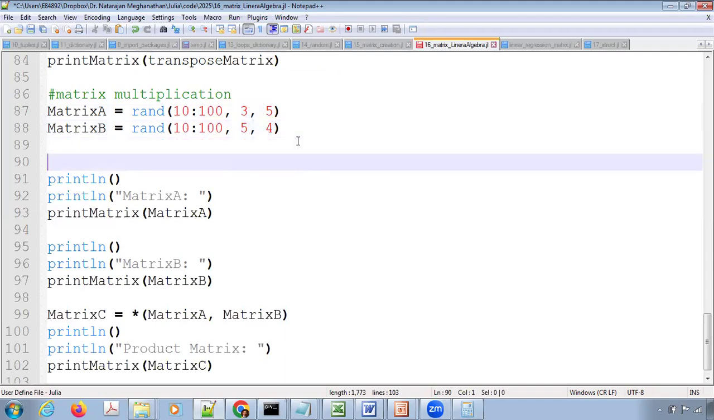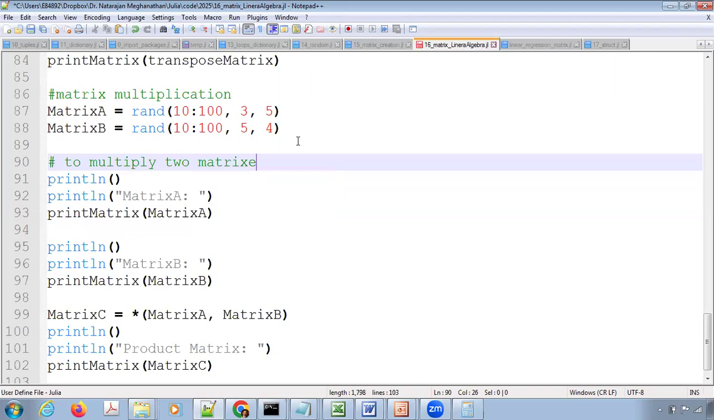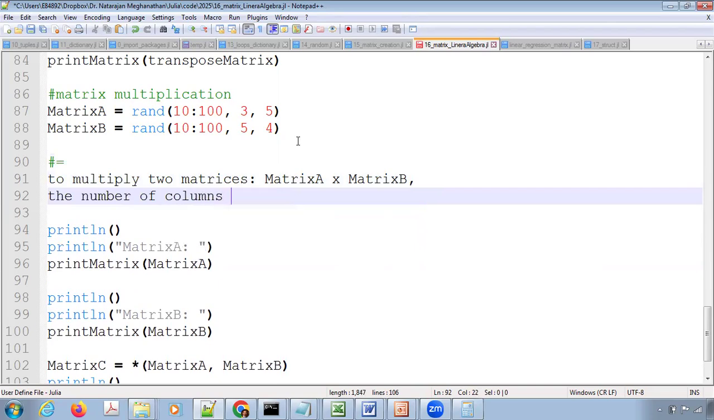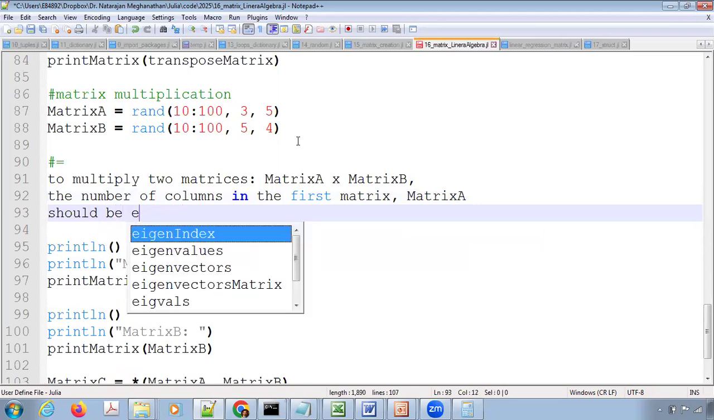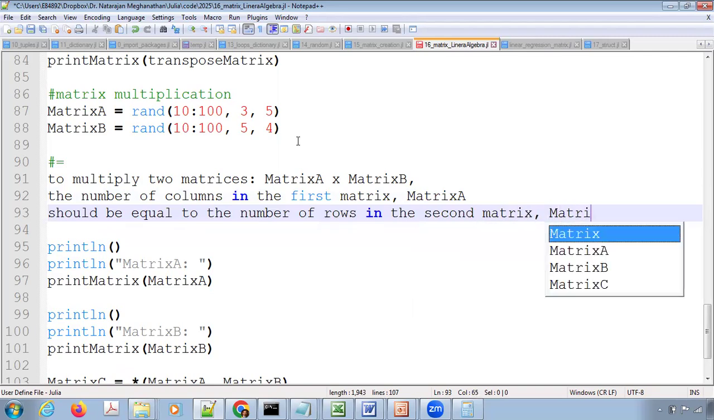So if you want to multiply two matrices, let me add the rule here. To multiply two matrices, say matrix A times matrix B, the number of columns in the first matrix, which is matrix A, should be equal to the number of rows in the second matrix, which is matrix B.